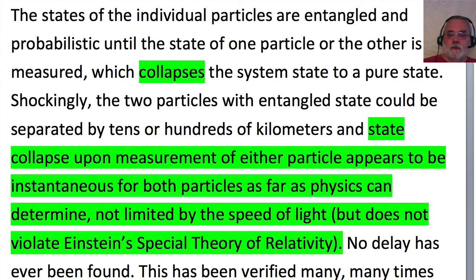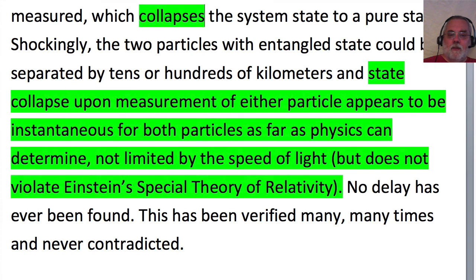Shockingly, the two particles with entangled state could be separated by tens or hundreds of kilometers, and state collapse upon measurement of either particle appears to be instantaneous for both particles as far as physics can determine, not limited by the speed of light. But this does not violate Einstein's special theory of relativity. It's a very special case. No delay has ever been found between the collapse of state at one particle and the other. This has been verified many, many times and never contradicted.